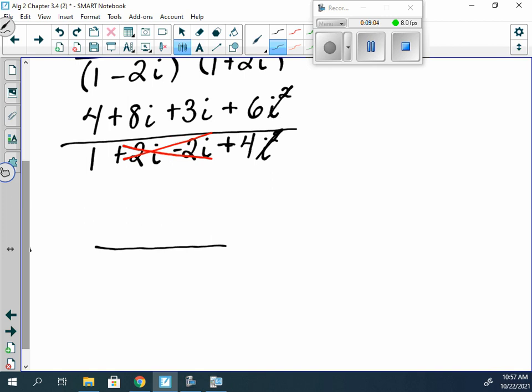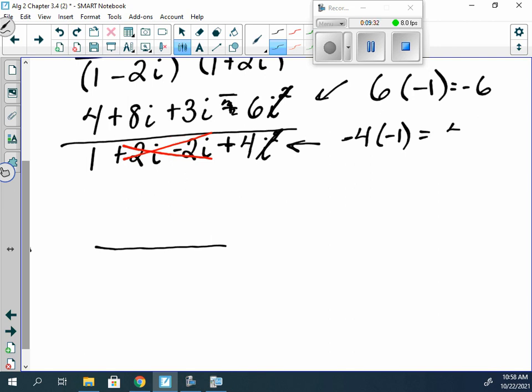Negative 1 times positive 6 would be not positive 6 anymore, but negative. It's just changing the sign. Now, if it's just i squared, it becomes negative 1. Because really, what we are saying here is 6 times negative 1, which is negative 6. And here we're saying negative 4 times negative 1, which is just positive 4.